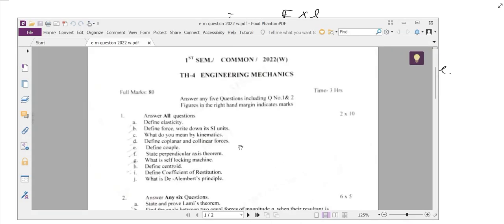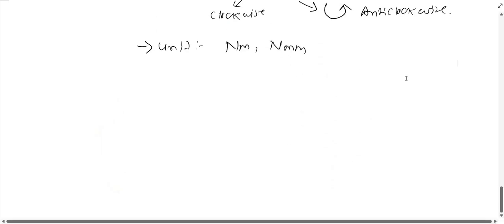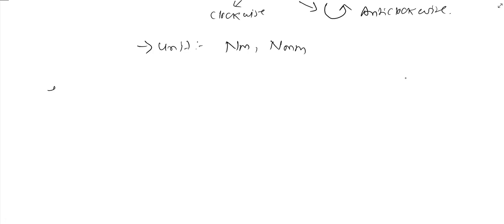Then next question. State perpendicular axis theorem. Bit F, perpendicular axis theorem.